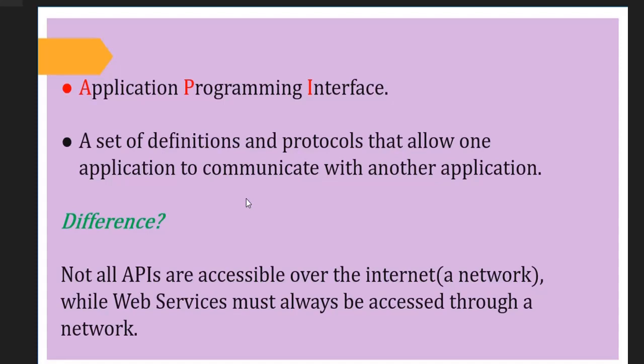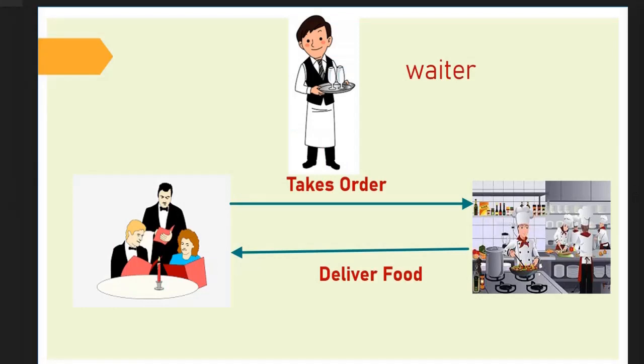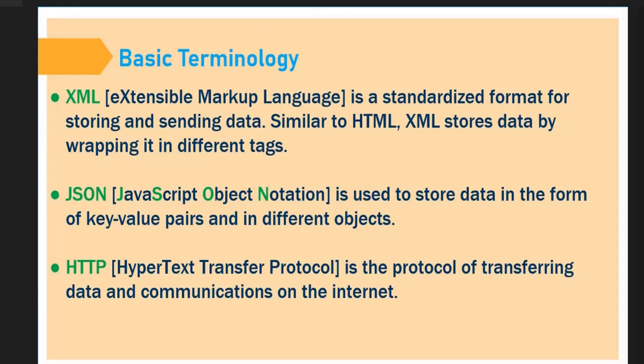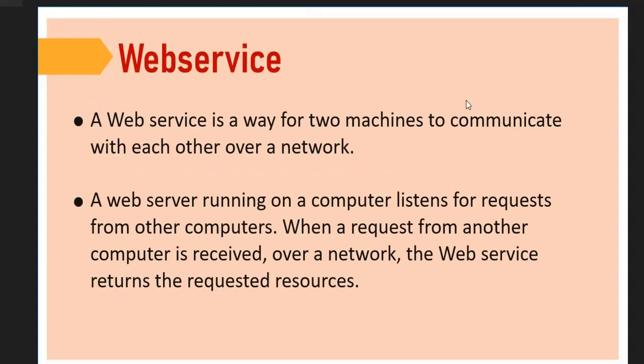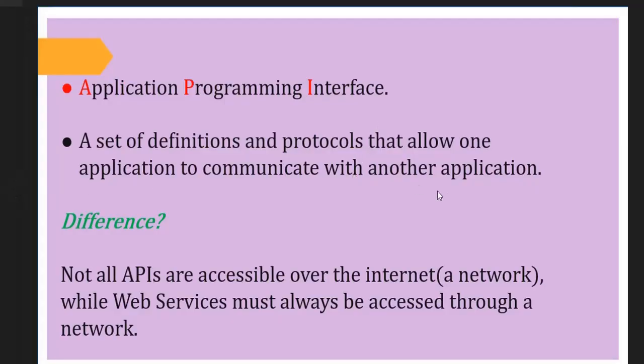As of now, an API is a set of definitions and protocols which allows two applications to communicate with one another. Web services are used to communicate between two services. Web services allow two machines to communicate with each other, but an API allows two applications to communicate with each other.